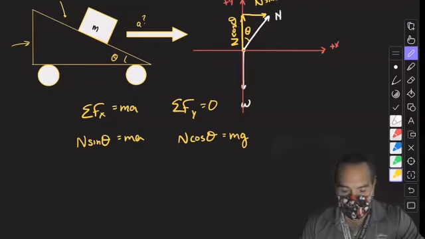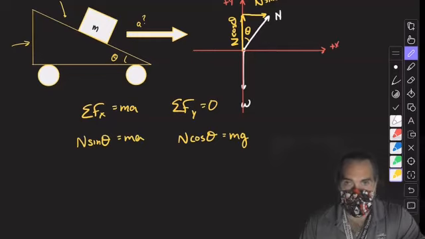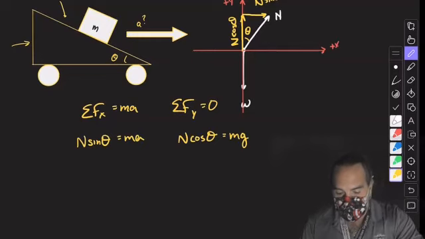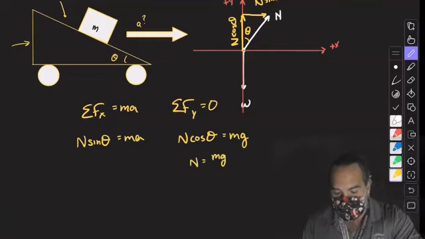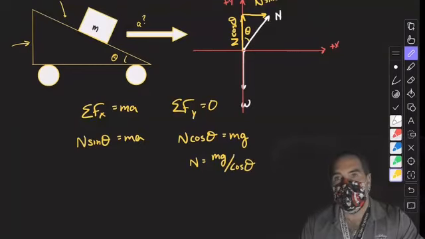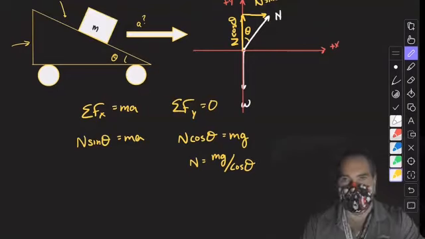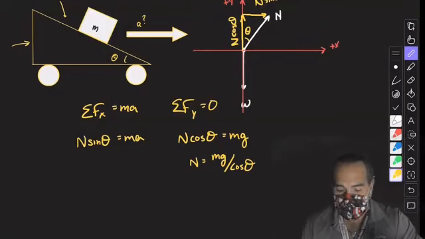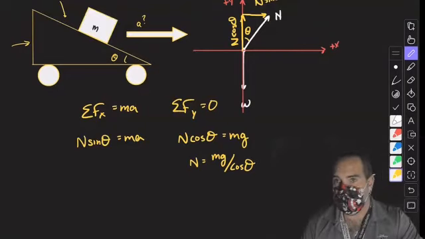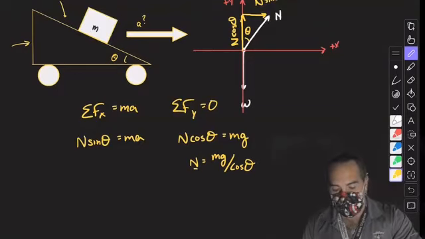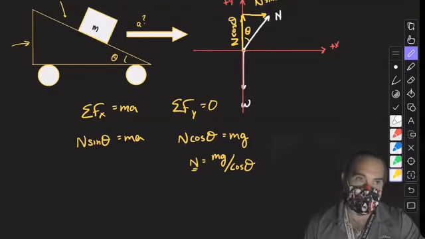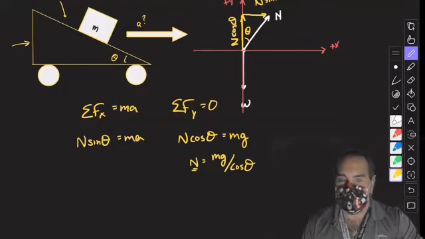So I have something here. The normal force is equal to mg divided by cosine theta. I know all of those things. I was allowed to use the mass. I was allowed to use g. I was allowed to use the angle. This also tells me that the normal force is bigger than the weight. Has to be. Of course it has to be. It has to keep the box from falling to the ground and push it to the side.